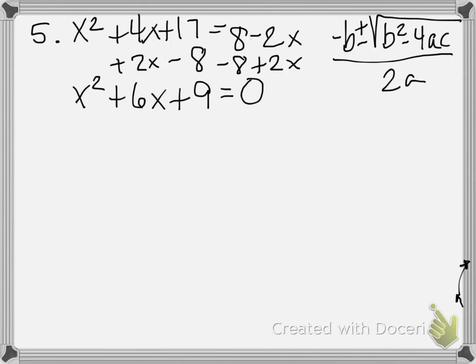Okay, next I'm going to write down A, B, and C. So I'm going to write A equals, B equals, C equals here. And I'm going to give you a few seconds just to write down what you think A, B, and C are, and then I'll write them down. Okay, I have A is 1, B is 6, C is 9. Okay, next thing you're going to do is plug everything in.